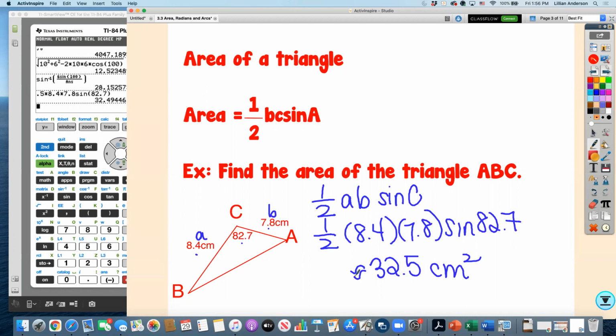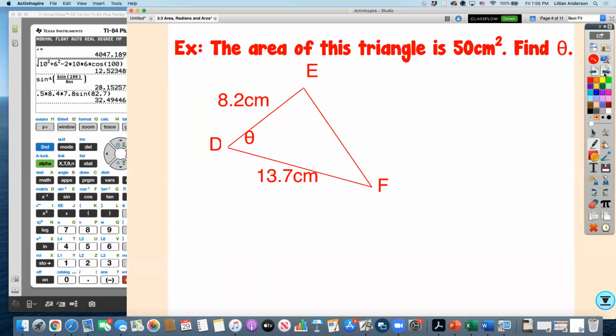Okay. Of course, this is one of the easier problems. You know, you have all your information. You don't have to find anything extra before you go and plug it into the formula. But it's very possible you might have to find the angle and then use the formula. It just kind of depends on the problem. But it's pretty straightforward from there. Or you might be given the area like you are in this case. The area of this triangle is 50 centimeters squared. And you're asked to find the angle.